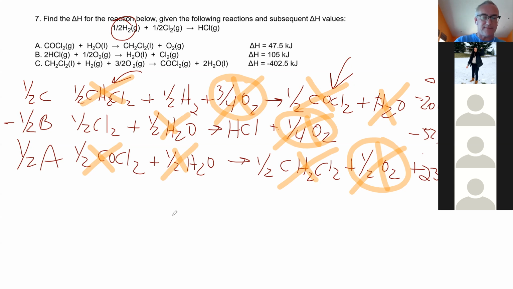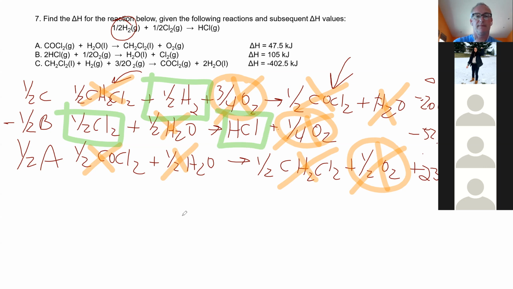So what do we have left? Let's change colors and see what we have left here. We've got half a mole of hydrogen, half a mole of chlorine, and those are the only two reactants left. And my only product that's left is HCl. So there we go.